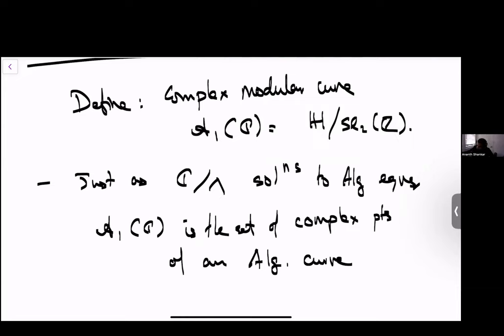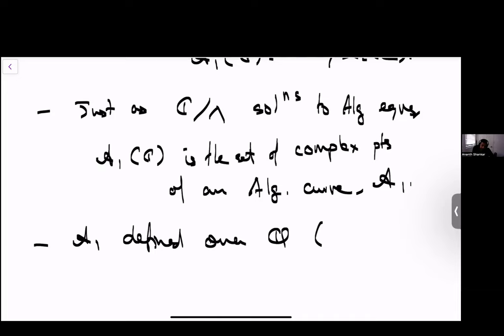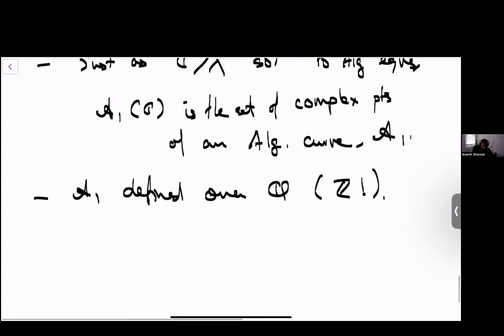the modular curve is the set of complex points of an algebraic curve. And in fact, this algebraic curve, let's just call it A1. The equations defining this algebraic curve are actually Q-rational. And if you were to interpret this appropriately, A1 is actually defined over Z. And we've seen that the complex points of the modular curve bijectively correspond to elliptic curves over C. The same modular interpretation holds over any ring.